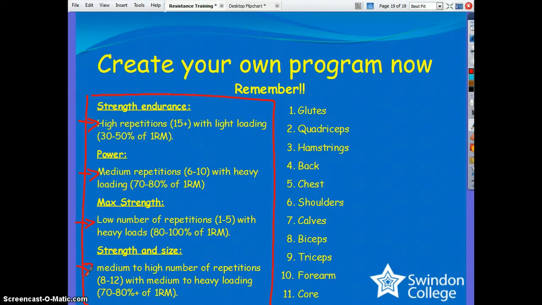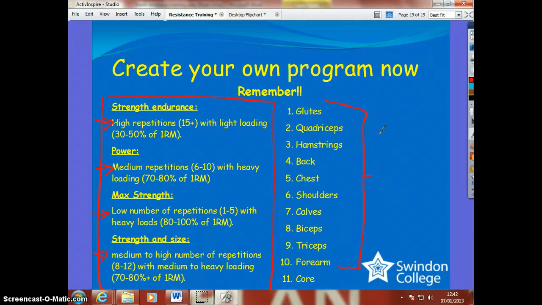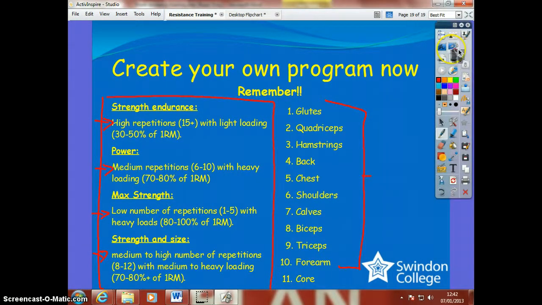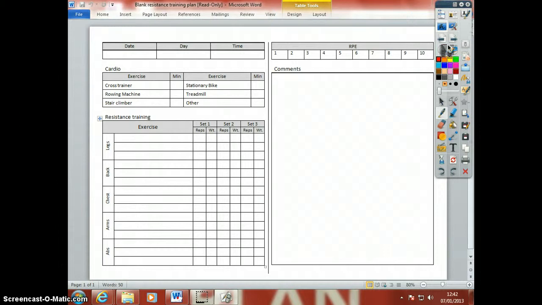And what exercises. There are handouts that you should have, which have a range of different exercises, about 101 in total, of all these different areas that you can work on. You should also have a blank training program, which will look like this. So this is the blank training program that you should have.